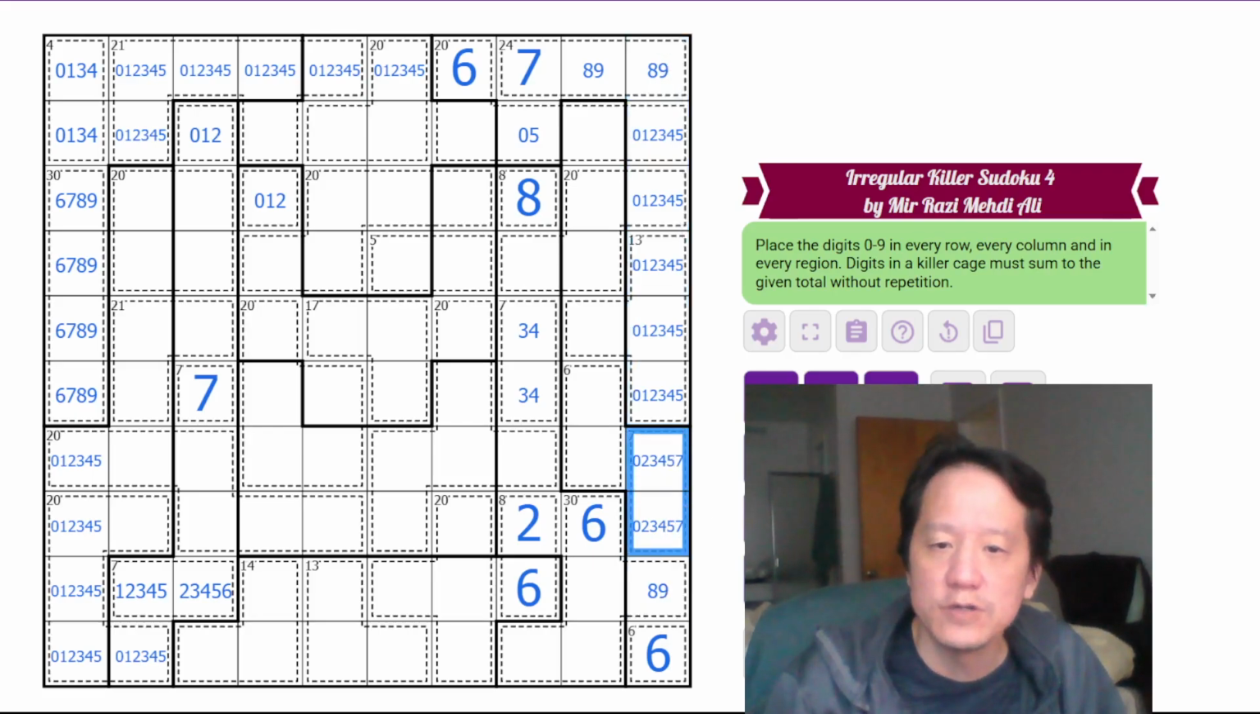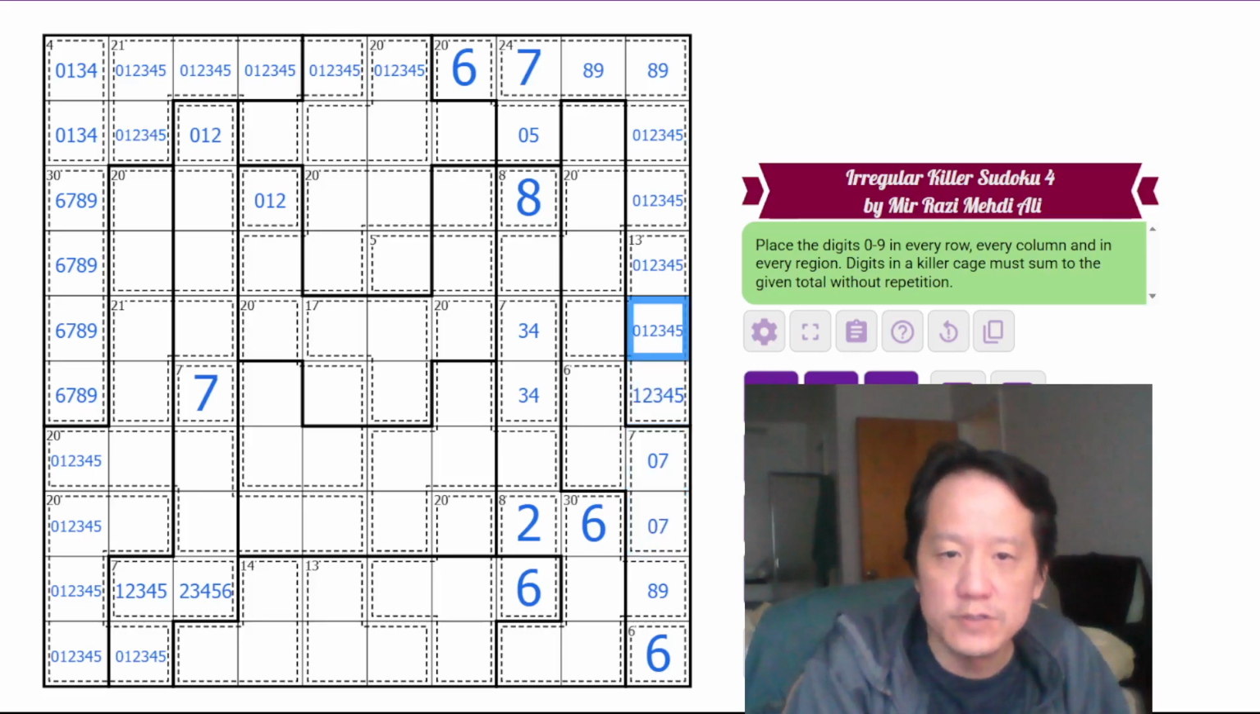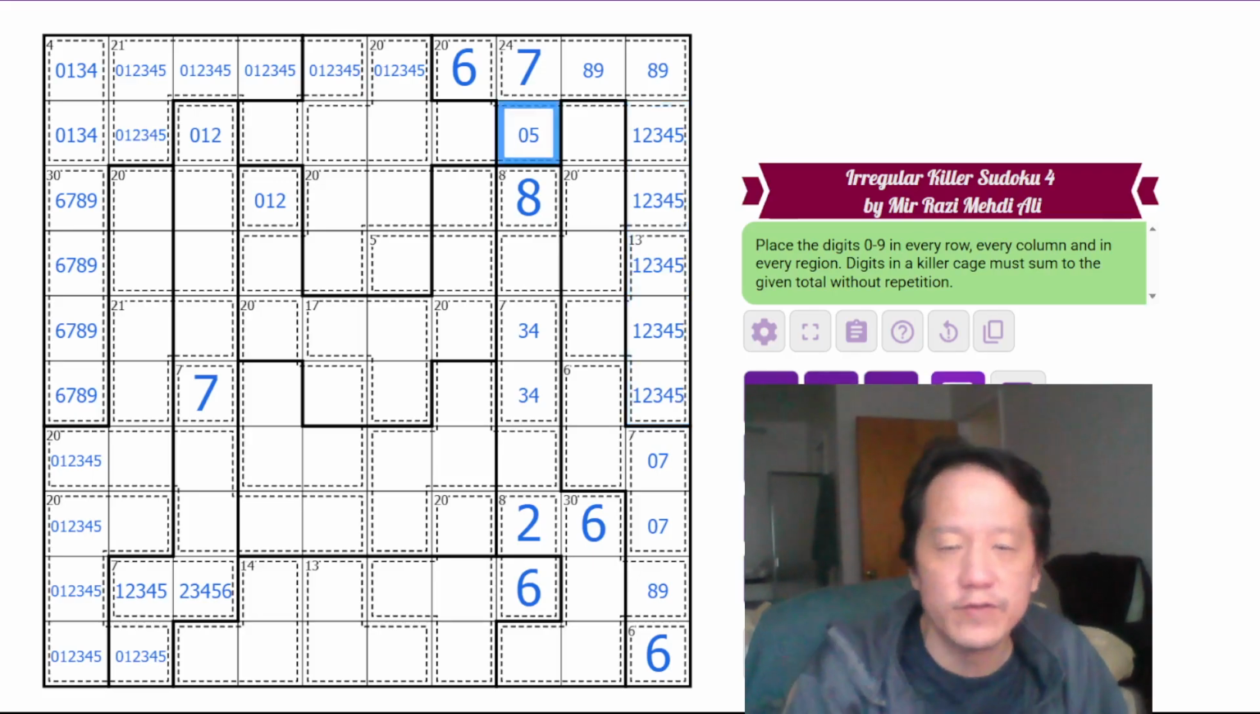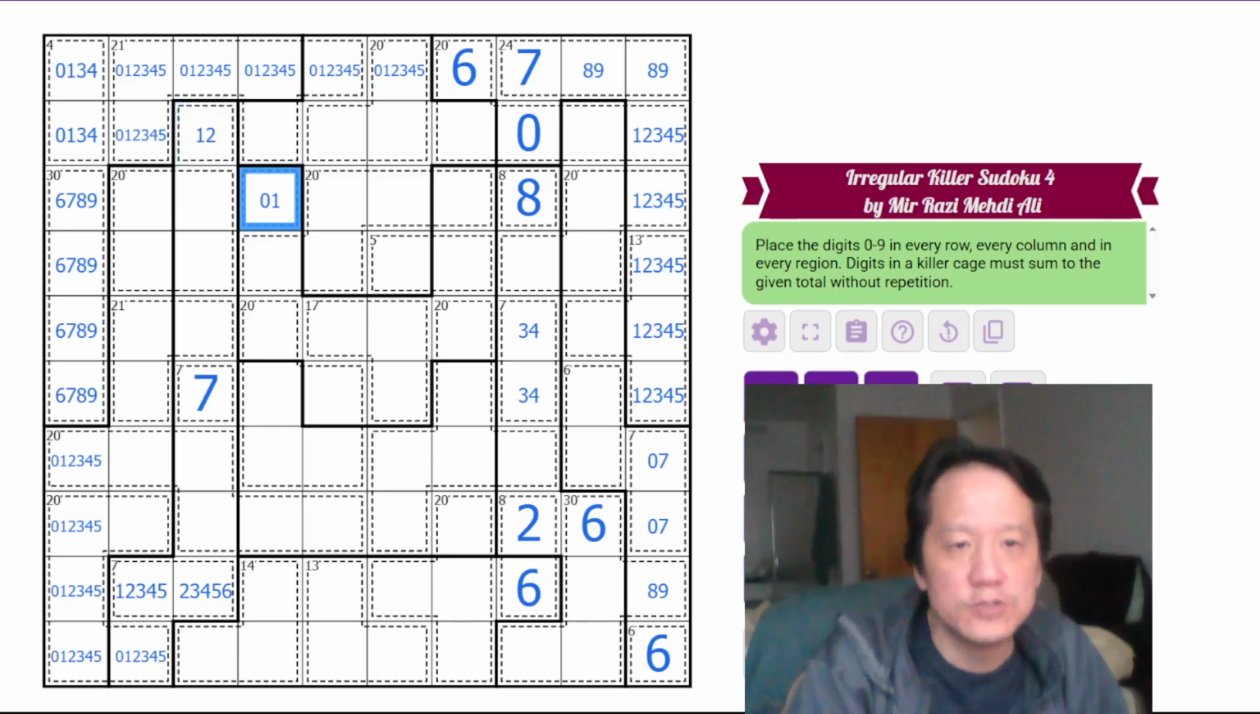Where is a 7 in column 10? It has to be here. So there must be a 0, 7 pair here, which means this can't be 0. That means this is 1 through 5. This can't be 1 through 5 then. This must be a 0 here, which means this cannot be 0. So this can't be 2 here.